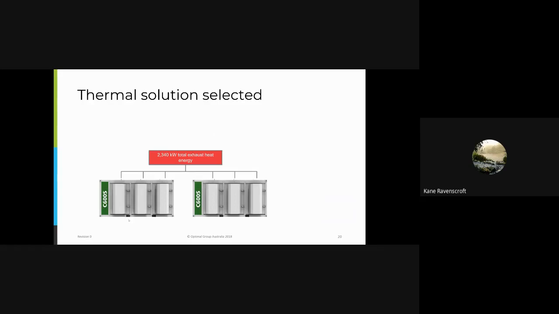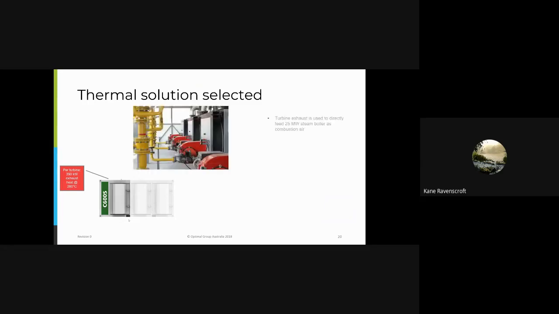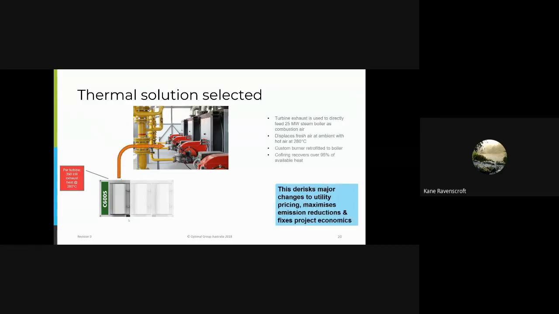So the solution we've selected here is quite a simple one, but quite practical. That exhaust is 18% oxygen, so it's very similar to hot air. So we can use that as combustion air in their existing boiler. They've got a 25 megawatt steam boiler. We displace the ambient air at 20 degrees C with 280 degree heat. So that recovers about 95% of the available thermal energy from the turbine. So that de-risks that variability for us on that side.